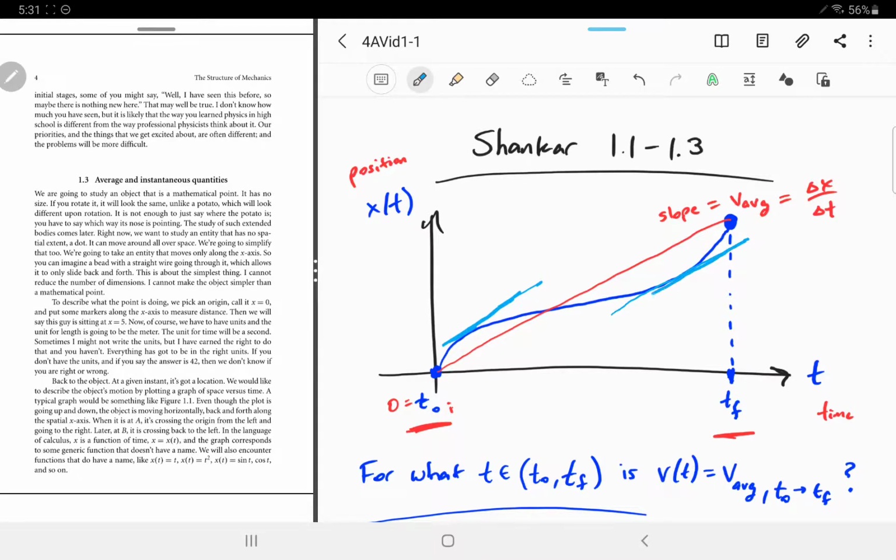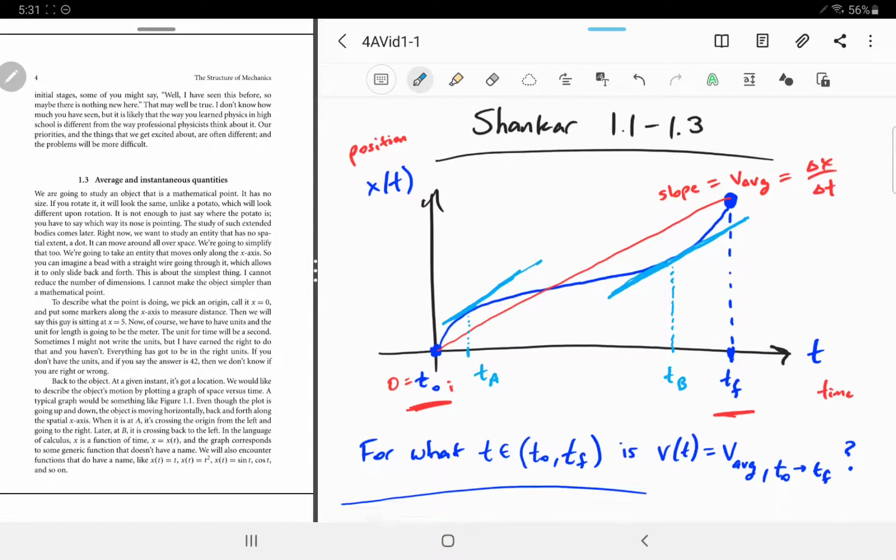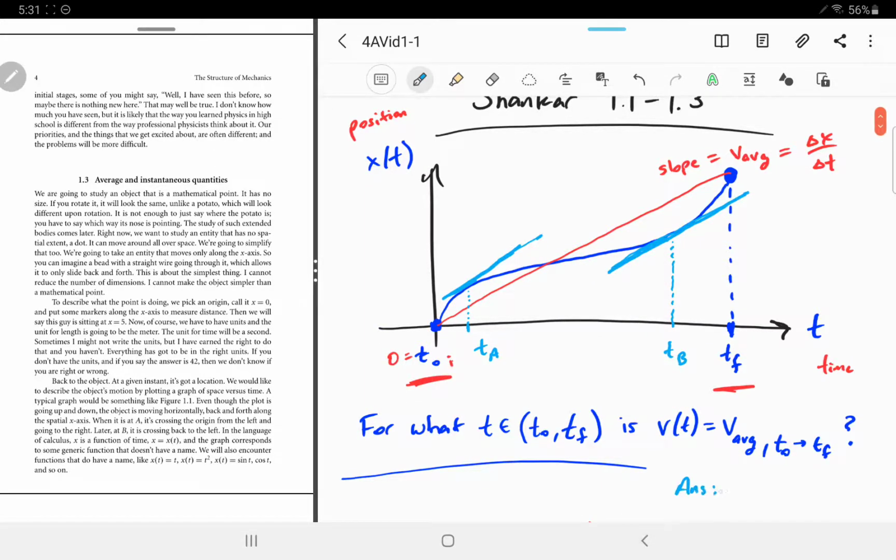Artistic ability is being tested right here. So it looks like that point in time and this point in time are the two times where the instantaneous velocity is equal to the average velocity. It looks like it's true for t_A and t_B. So the answer would be t_A and t_B as labeled in the graph above. So only those two instants.